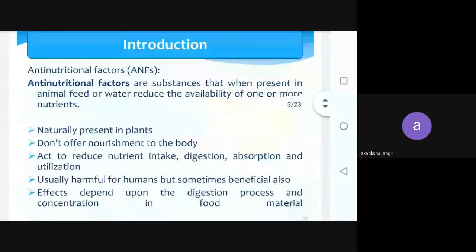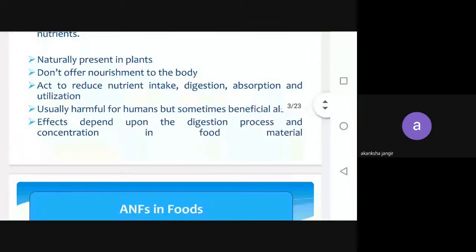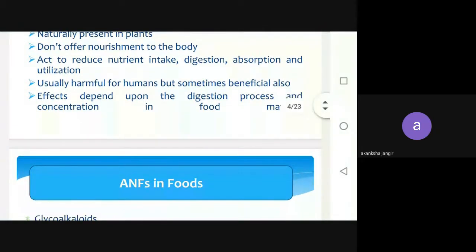These are substances which, when present in animal feed, water, or the food that we are consuming, reduce the availability of one or more nutrients. They are naturally present in plants; nobody adds them. They do not have any nutrient; rather they deprive the body of nutrients. They act to reduce nutrient intake, digestion and absorption, and interfere with utilization in our body.